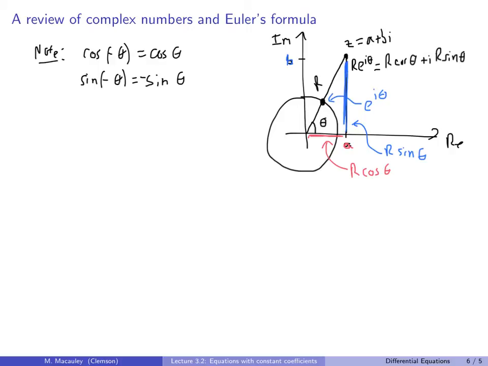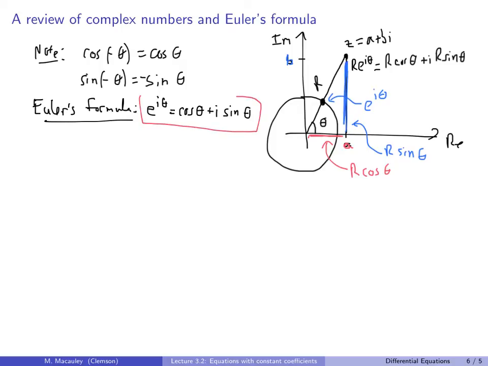Okay, so Euler's formula. Let's also recall Euler's formula. Euler's formula is e to the I times theta equals cosine of theta plus I sine of theta. That's something you should know, you should memorize. It's remarkable. Why is it remarkable? Well, this with this together means several things.